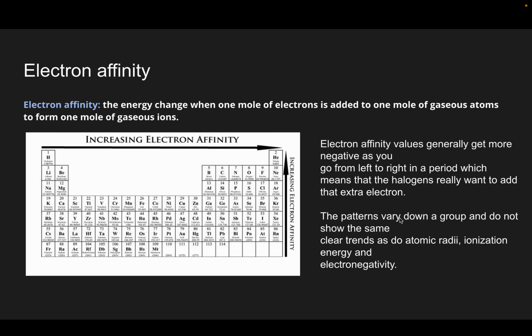The patterns vary down a group and do not show the same clear trends as do atomic radii, ionization energy, and electronegativity. But in simple words, as you go up in a group, the electron affinity also increases.